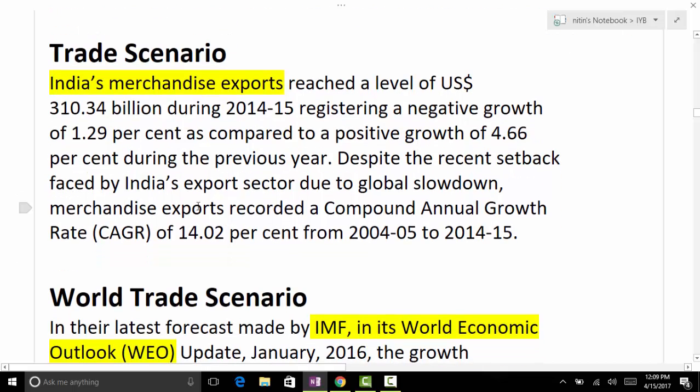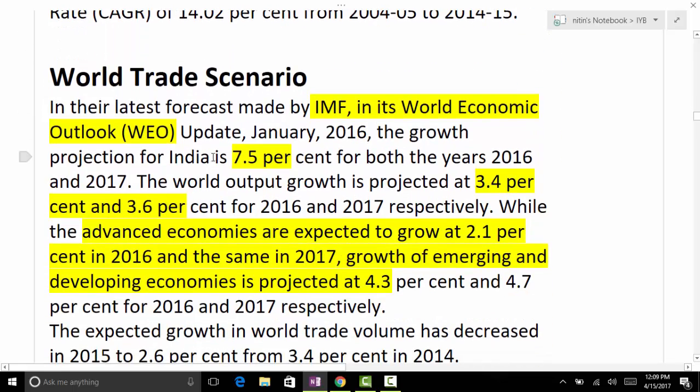You can leave this trade scenario. It just shows what our export level is. But from a mains point of view, you should have an idea how much export we do overall, and that they have declined. The World Economic Outlook is given by the IMF. They are also asking about indices. Go through various indices. For the last 3 years, they have been asking one or two indices, two indices in 15, one or two in 16 as well. So go through all the major indices.